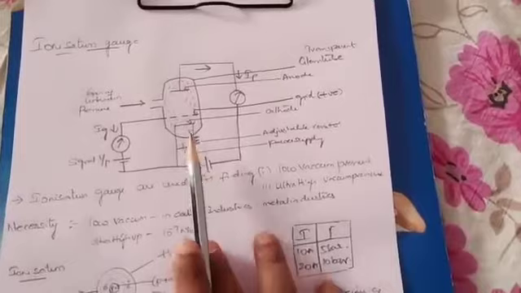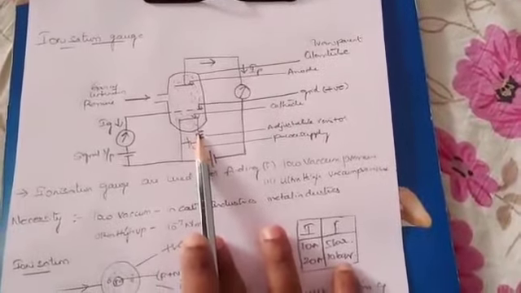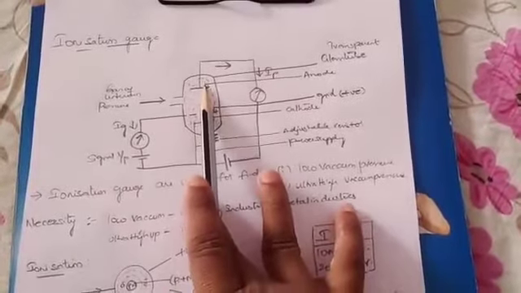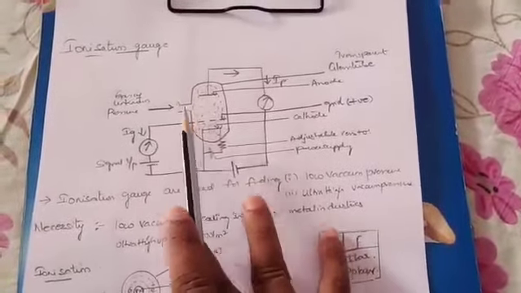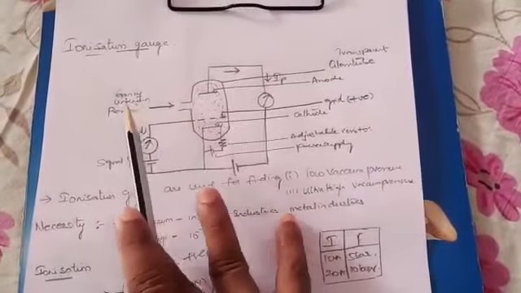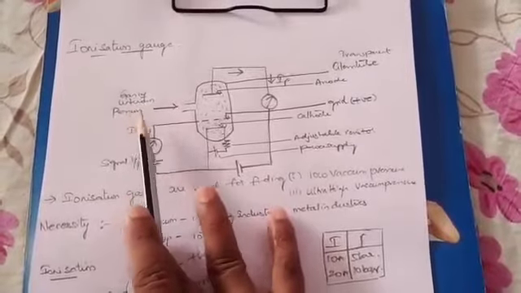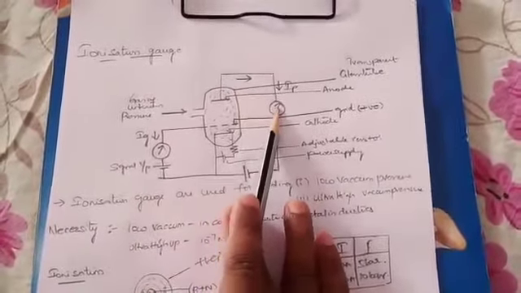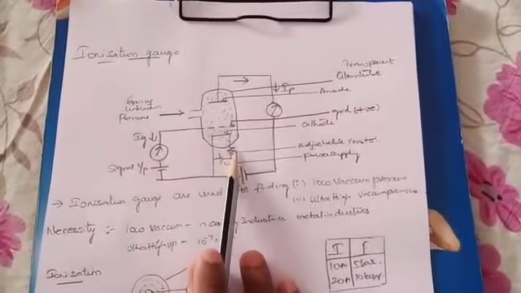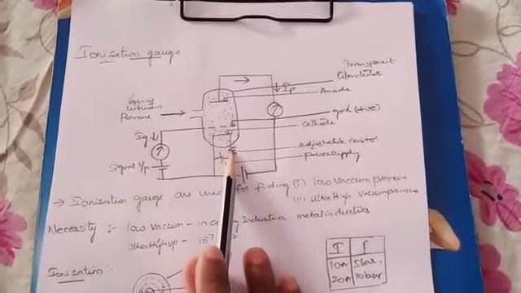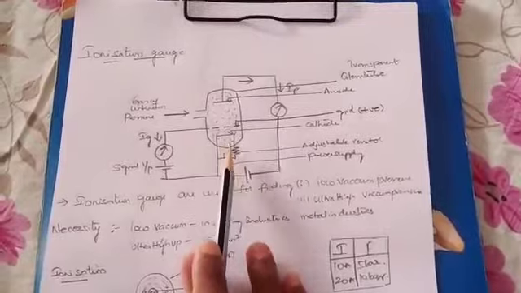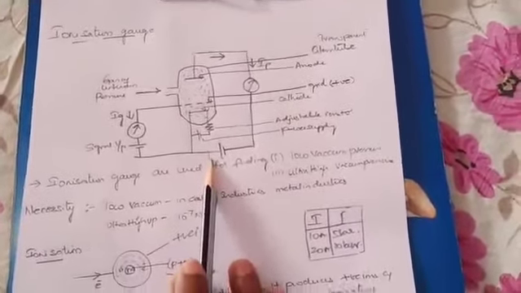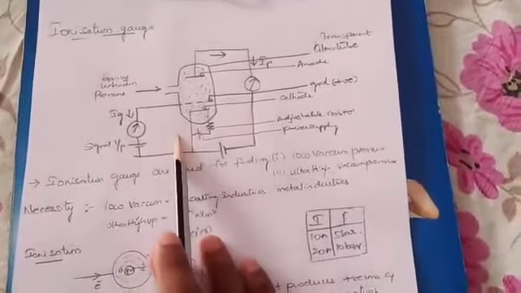So this is a diagrammatic representation of the ionization gauge consisting of various parts. This is a cathode, this is anode, this is grid, and this is the inlet through which the gas of unknown pressure to be found is sent. It consists of two ammeters, and this is an adjustable resistor whose value can be adjusted to the required current level, and this is the power supply given to the ionization gauge. So this is the description of the ionization gauge.